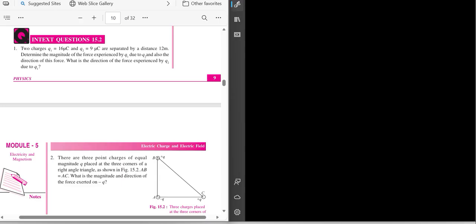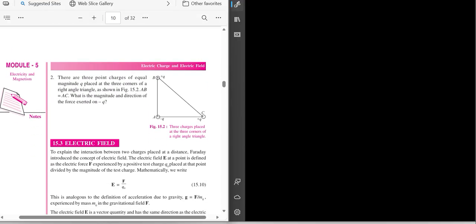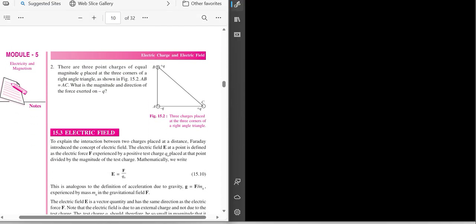Same thing, two charges are mentioned, their magnitudes are mentioned, they are separated. This symbol micro means 10 raised to minus 6. First charge is 16 into 10 raised to minus 6 coulomb, second is 9 into 10 raised to minus 6 coulomb, and both are like charges, positive charges. They are separated by distance 12 meter. What is the magnitude of the force experienced by Q1 due to Q2, and what is its direction? And what is the direction of the force experienced by Q2 due to Q1? You can solve this and let me know. And then also we will discuss the solution in a separate video.